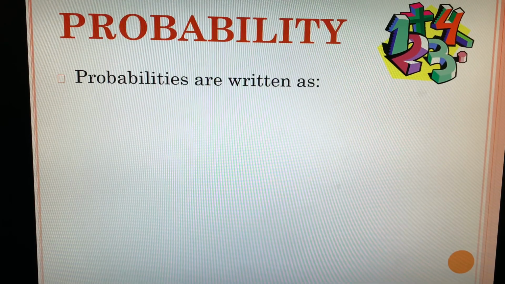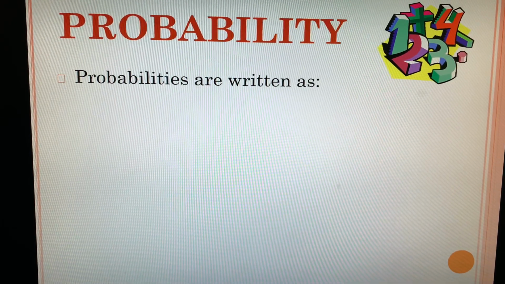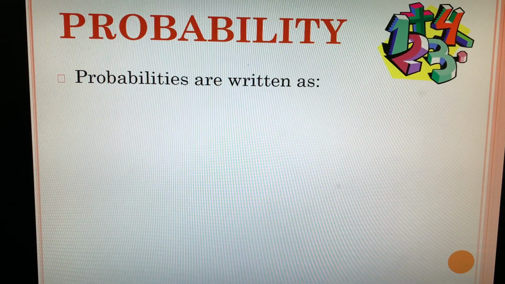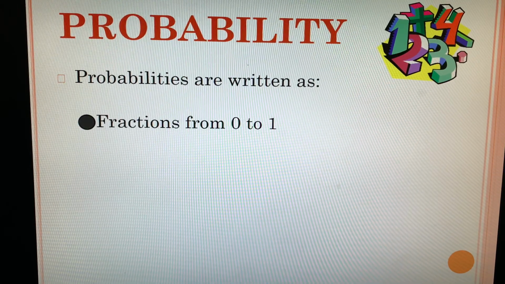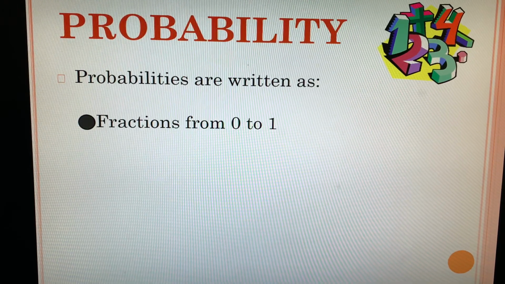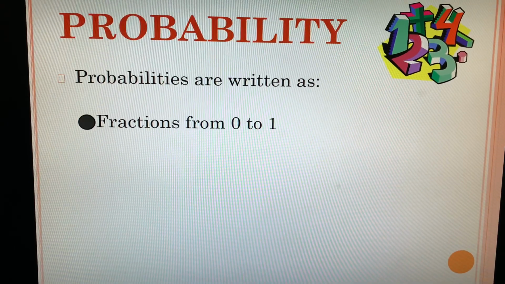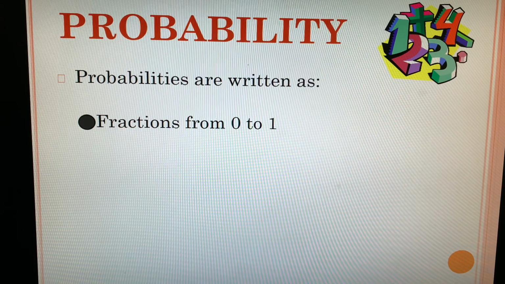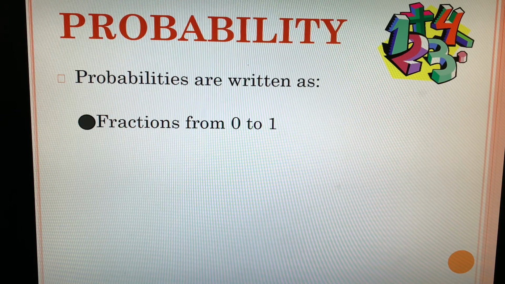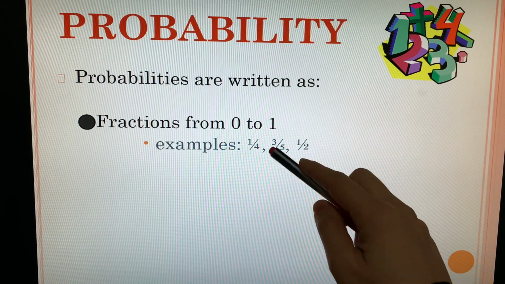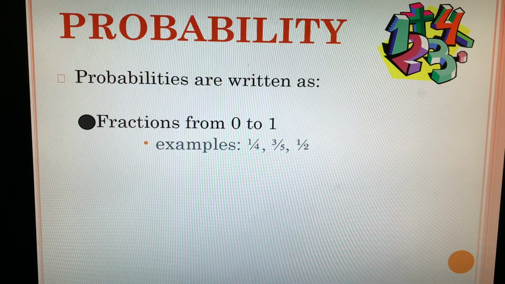Okay, so in any math problems, probabilities can be written three different ways. So we already know that one of the ways is in form of a fraction. Now, these fractions, they're going to be simple fractions from 0 to 1. What that means is that we are not going to be getting an answer that has a mixed number. So we do not want any mixed numbers. They're going to be just regular fractions, such as 1/4, 3/5, 1/2.